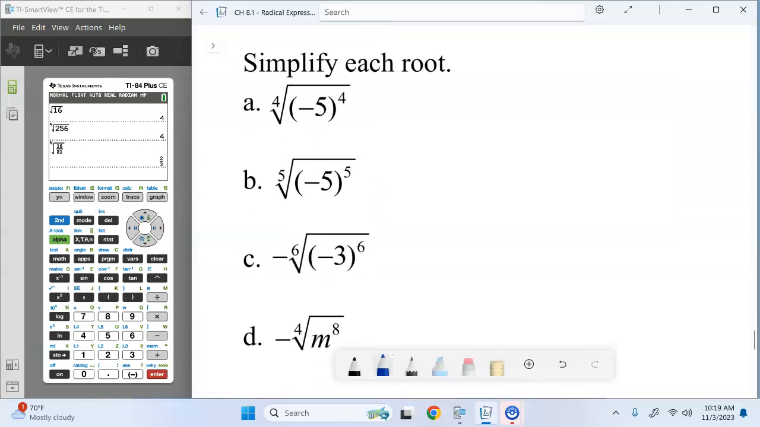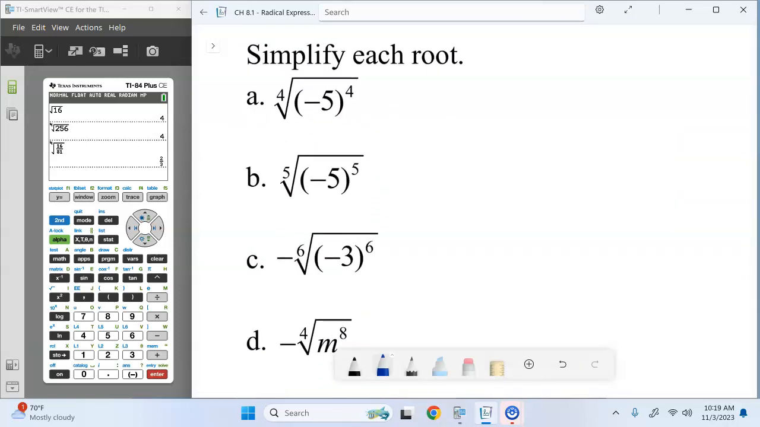Look at both of these and we need to see how they match up. So if I have the fourth root of negative 5 to the fourth power, we need to see first, do they match? Yes. Are they even? Yes. Then we need absolute value. Okay? If they match and they're even, absolute value. So we can cancel those as long as we put negative 5 in absolute value bars. And what is the absolute value of negative 5? 5. Okay?